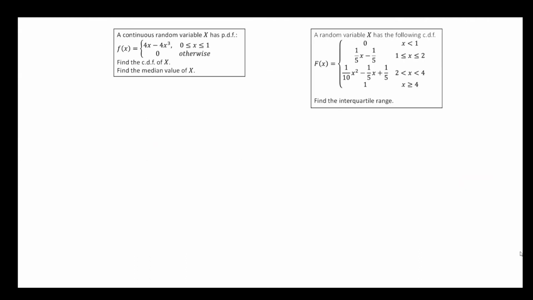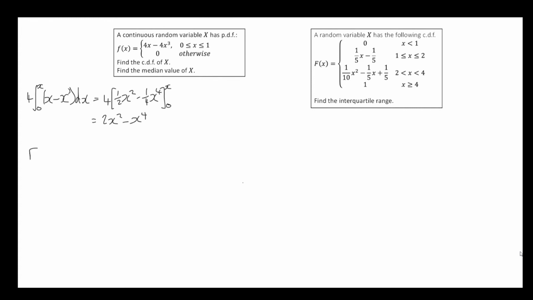So let's actually have a look at how we can use the cumulative distribution function to calculate the median and also the quartiles. So firstly, we were given the PDF and we need to find the cumulative distribution function for ourselves. As usual, I'm going to factorize out any constants and I'm going to integrate. So 4 comes out and I'm integrating x minus x cubed. That gives me a half of x squared minus a quarter x to the power of 4, limits x and 0. Substituting in and expanding, I'll do it all in one go.